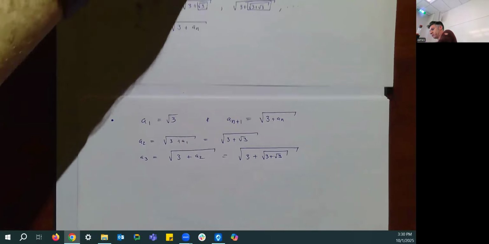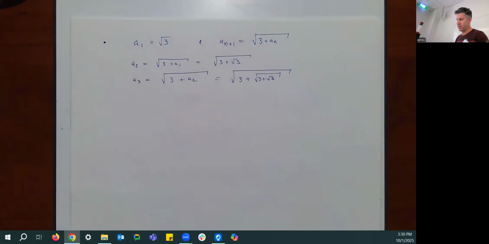So, question. Does this converge? And if it converges, what does it converge to? This is where things get dicey. So how can we decide whether or not this converges? Well, I think it boils down to the monotonic bounded theorem about convergence. So first things first.